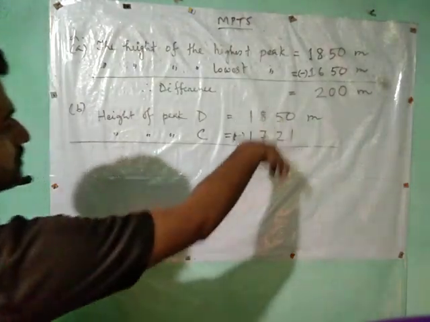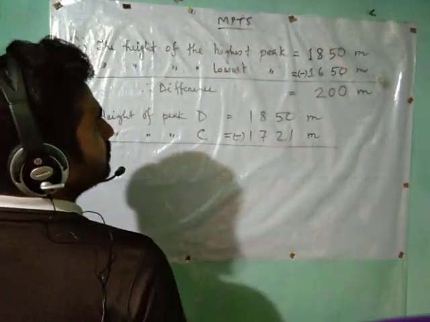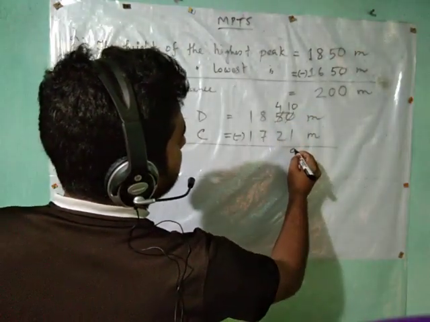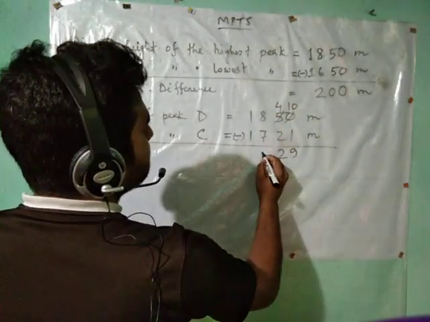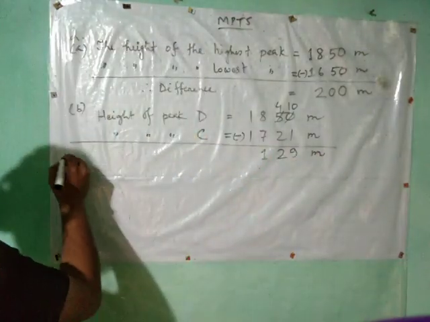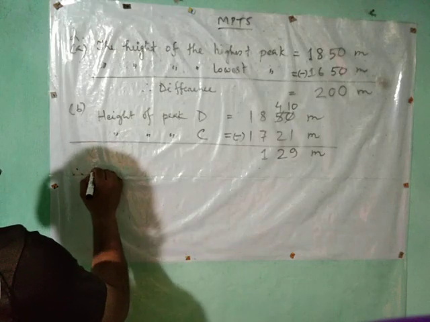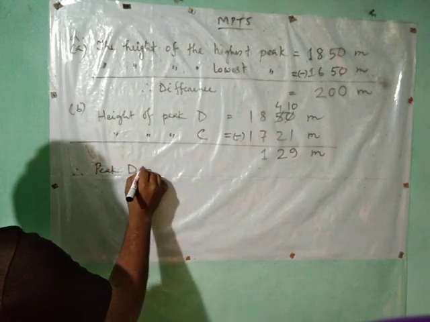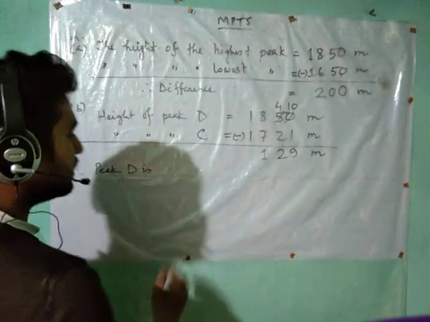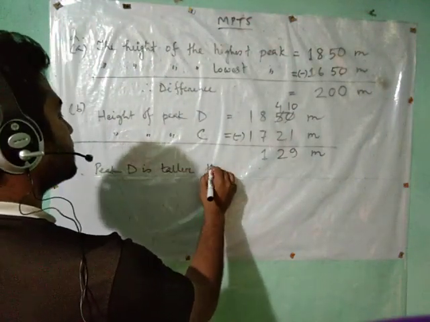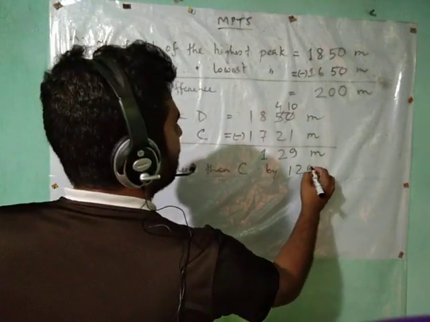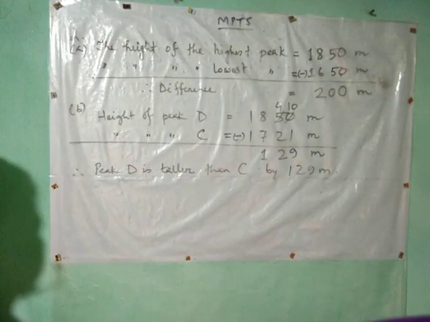Nothing to write here, you have to just subtract first. 0 minus 1 impossible, so 10, it will become 4. Now 10 minus 1 it will be 9, 4 minus 2 it will be 2, 8 minus 7 is 1, and 1 minus 1 is 0 meter. So you simply write here: therefore peak D is taller than C by 129 meter. You have to write this sentence. I hope you got it.